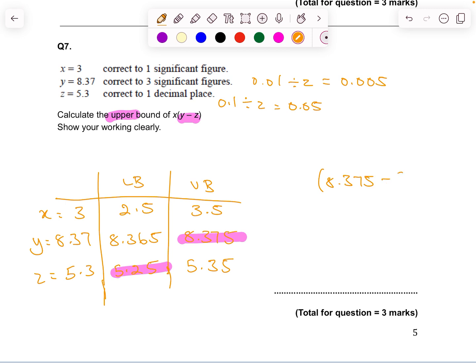So in those brackets, I should have 8.375, take away 5.25. But you're right about the multiplication. The multiplication, I'm going to take my upper bound of x. So I'm going to multiply by 3.5 and put that in the calculator. So 3.5 times 8.375, take away 5.25. And that gives me 10.9375 as my answer.